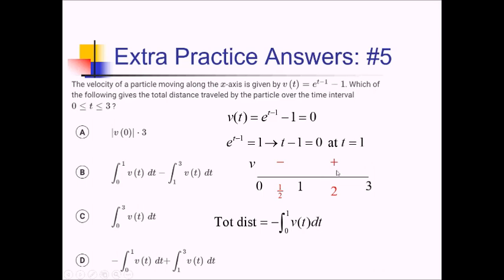And this next integral from 1 to 3, that's already positive movement there. So I'm just going to add that integral because everything's already going to come out positive there. So plus the integral from 1 to 3 of v of t dt. And that is going to match answer choice D.